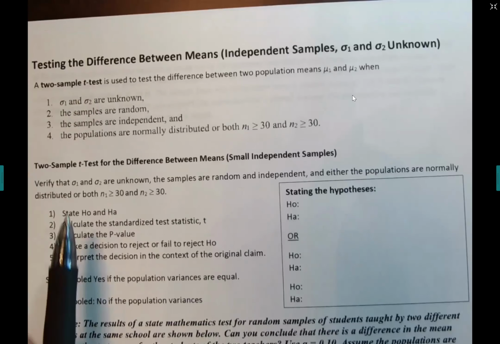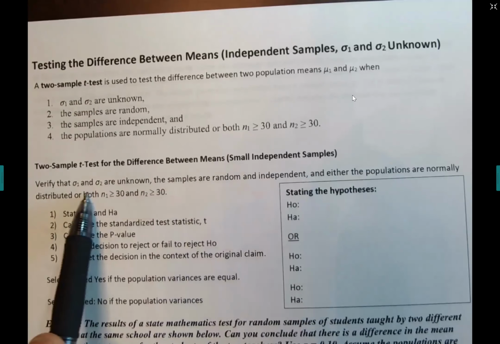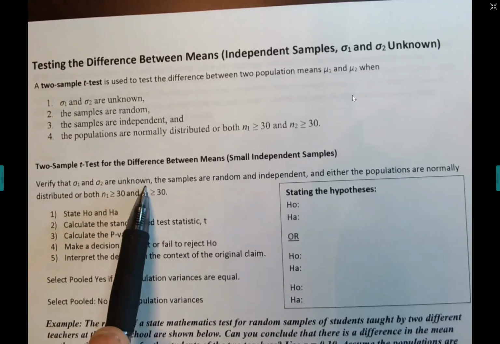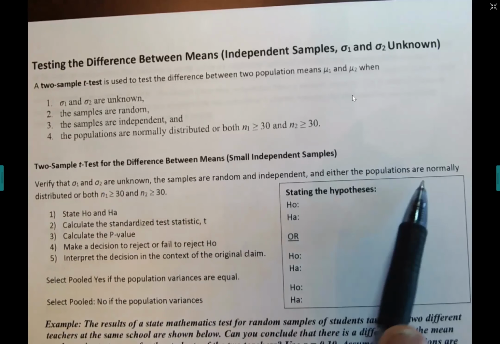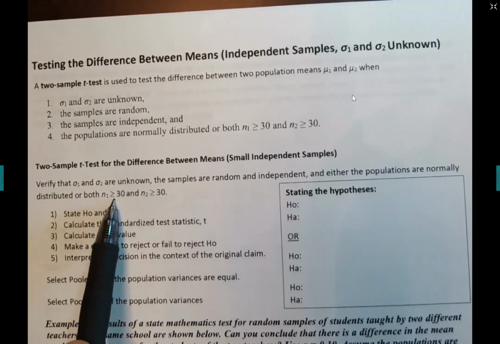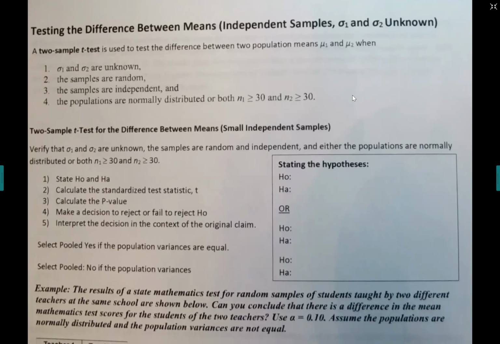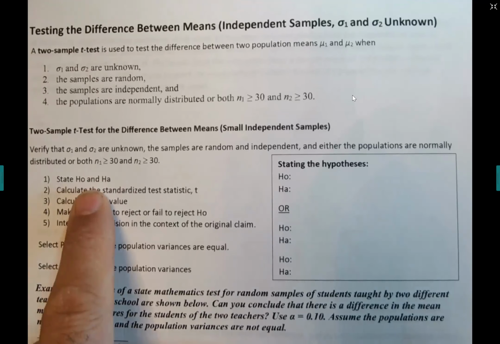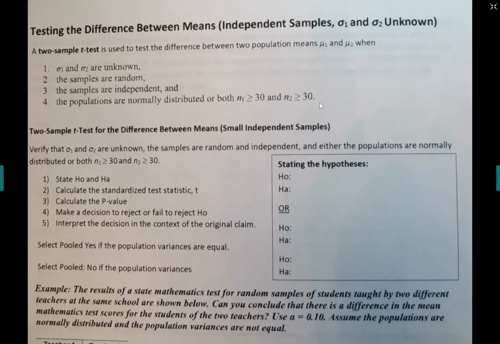So two sample t-test for the difference between means is for small independent samples. Verify that sigma 2 and sigma 1 are unknown. The samples are random and independent, and either the populations are normally distributed or both N1 and N2 are greater than 30. You can see, guys, the steps, same steps, no changes. So I'm not gonna change the steps. What I'd like, let's see if we still remember how to state the hypothesis together.